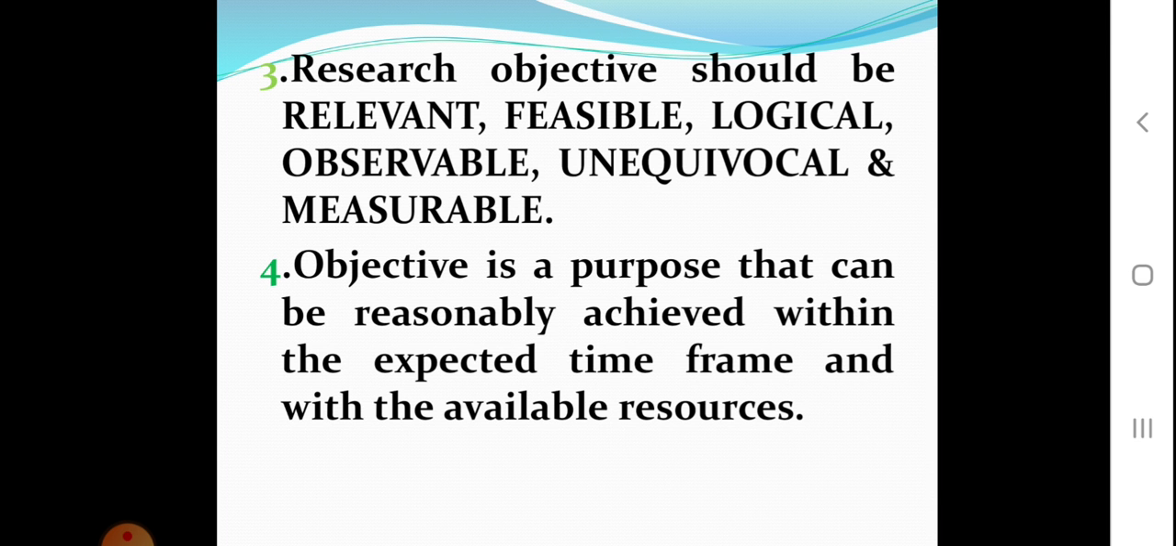Means a research objective should be significant, viable, rational, observable, measurable, etc. The fourth characteristic of a research objective is that the objective is a purpose that can be reasonably achieved within the expected time frame and with the available resources.